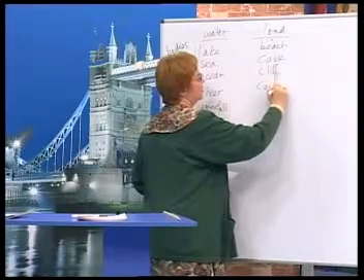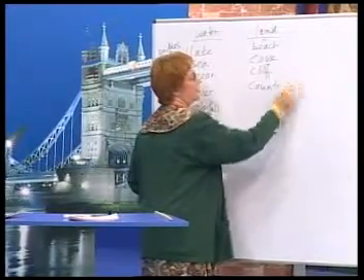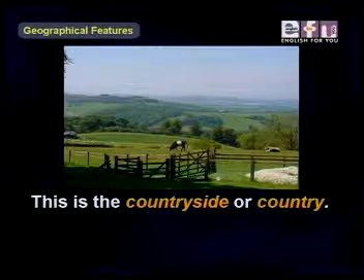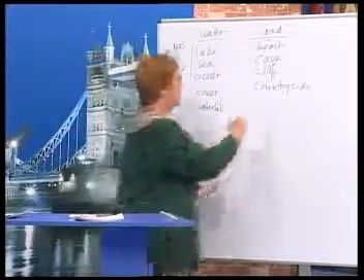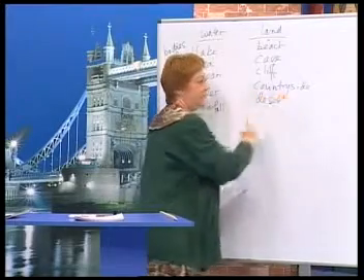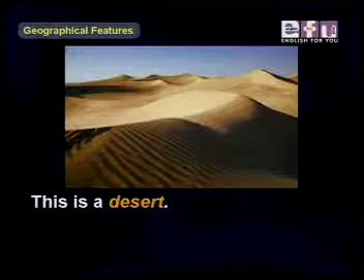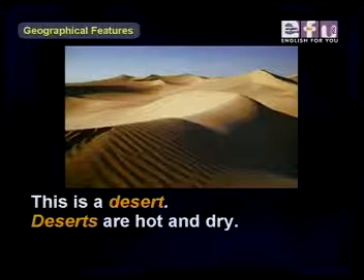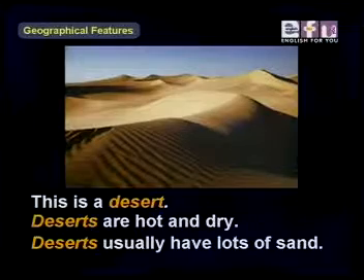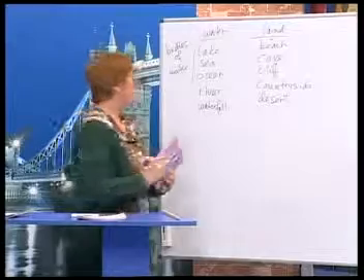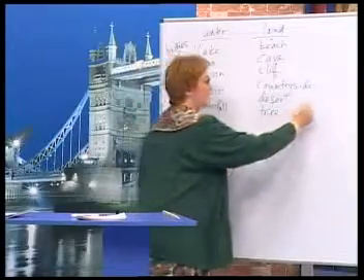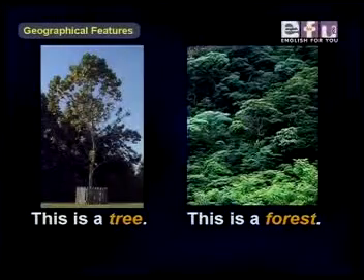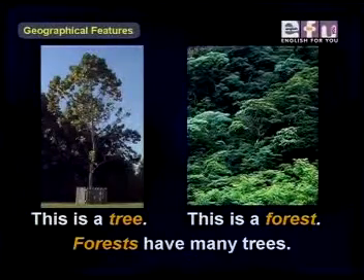Next we have the countryside, or just country. This is the countryside or country. The country is land that's not in the city. Next we have desert. This is a desert. Deserts are hot and dry. Deserts usually have lots of sand. Next is a tree. This is a tree. And a forest. This is a forest. Forests have many trees.